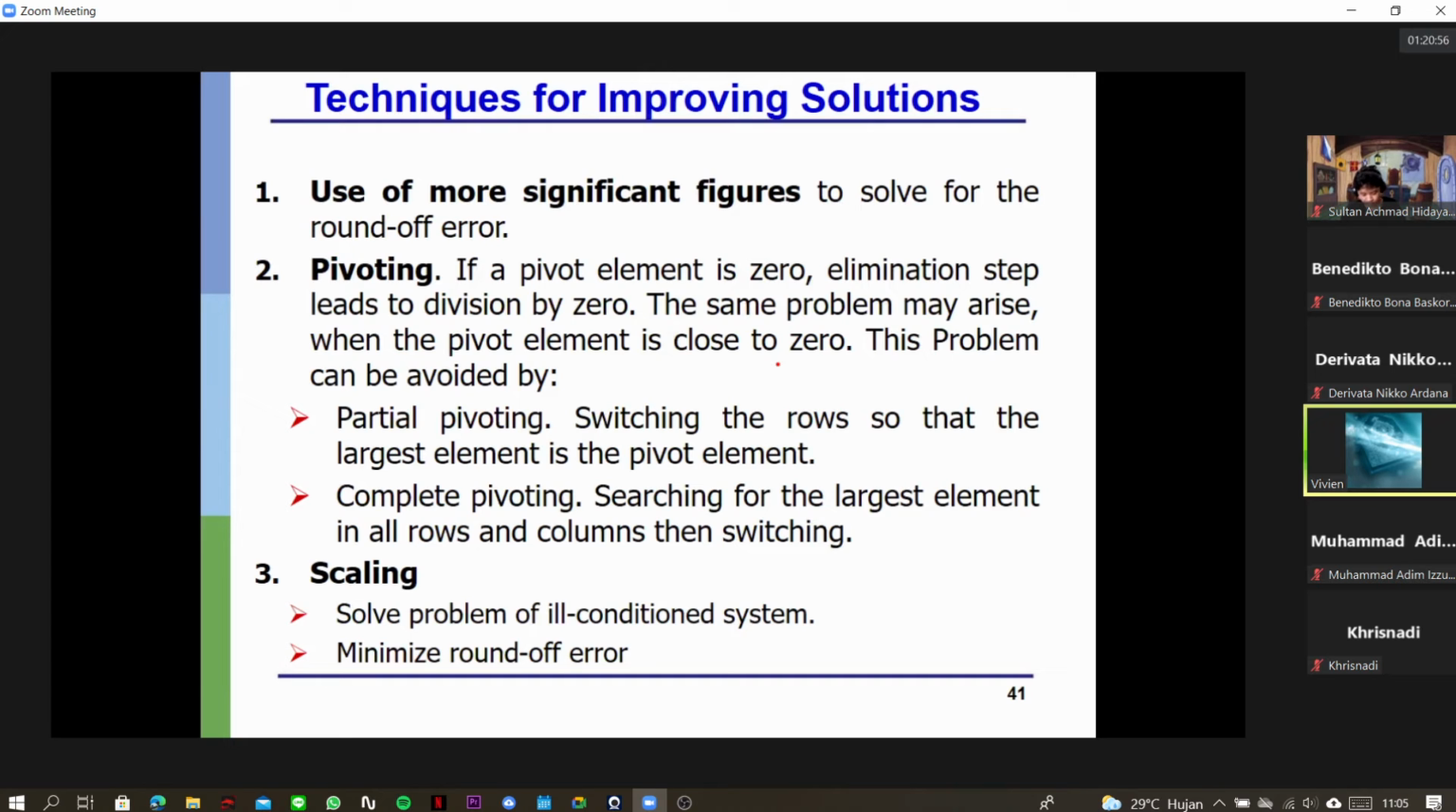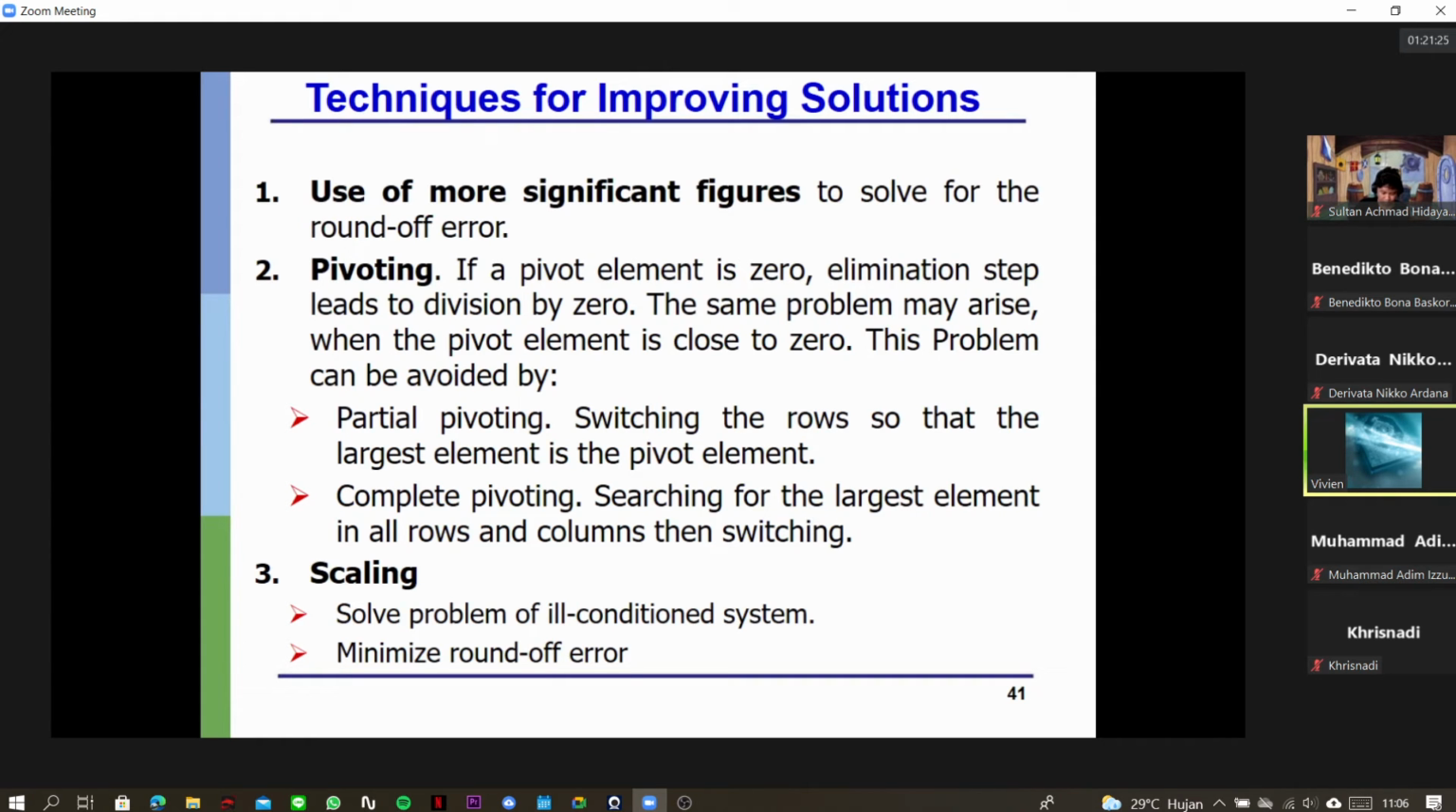Okay, now dealing with those problems, there are some techniques to improve the solution. The first is to use more significant figures. This is dealing with round-off error. So again, I will repeat this: try to include more significant figures if we can, because this is dealing with round-off error.